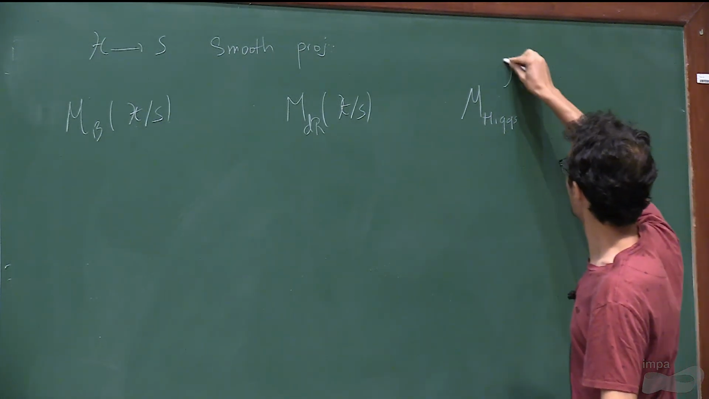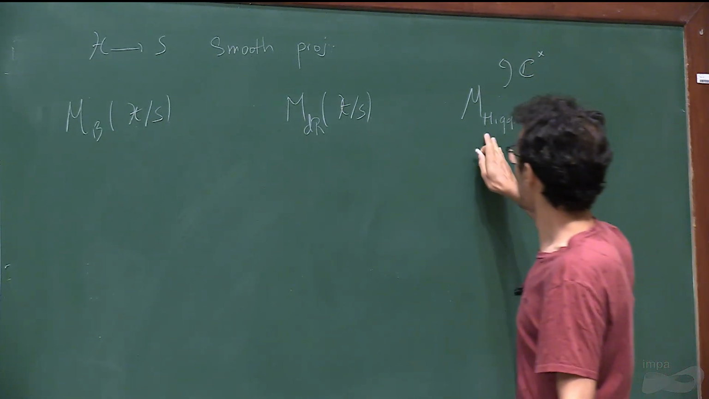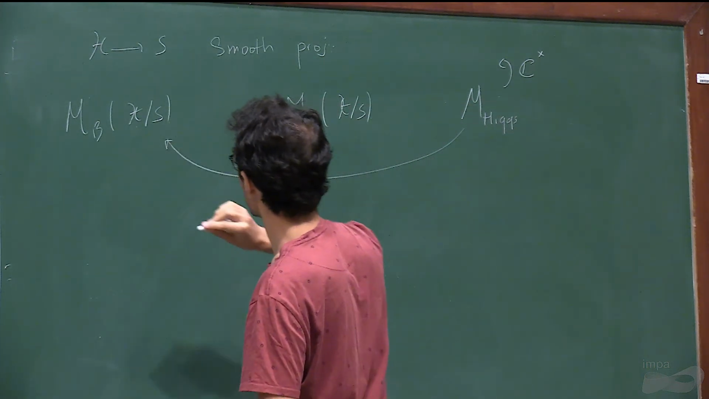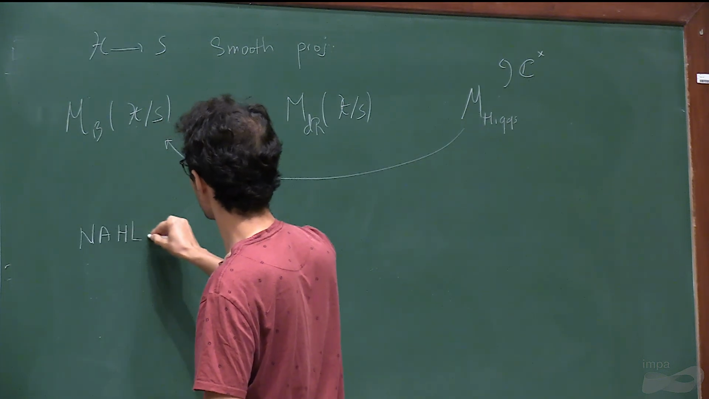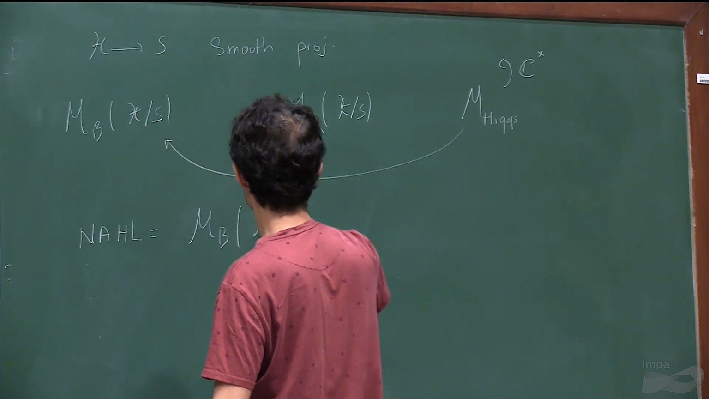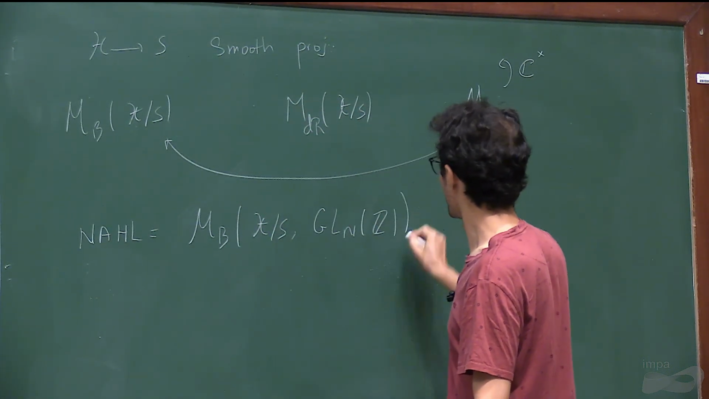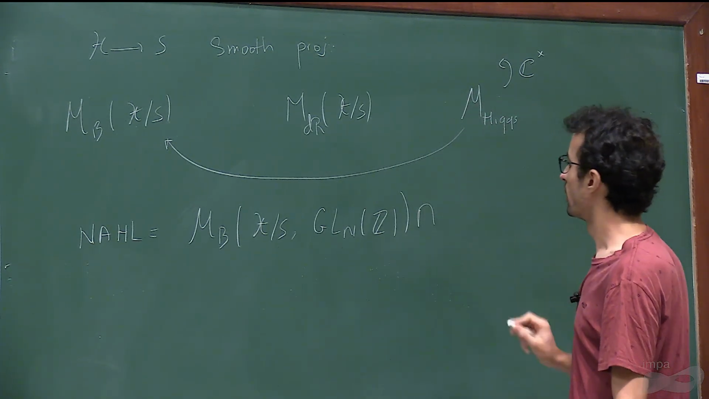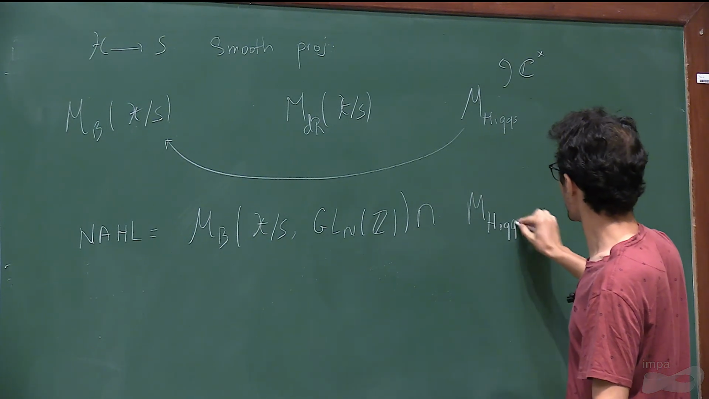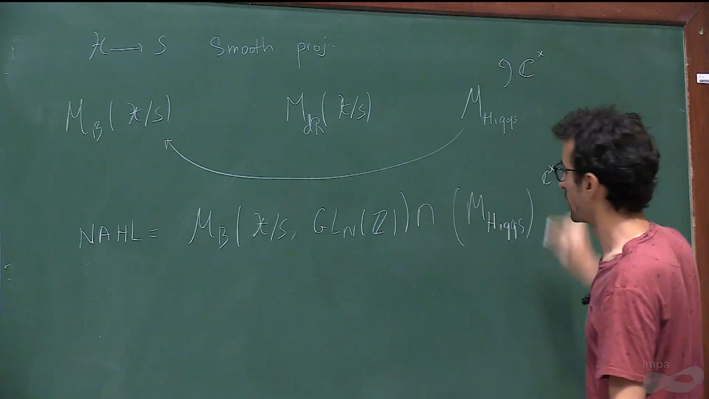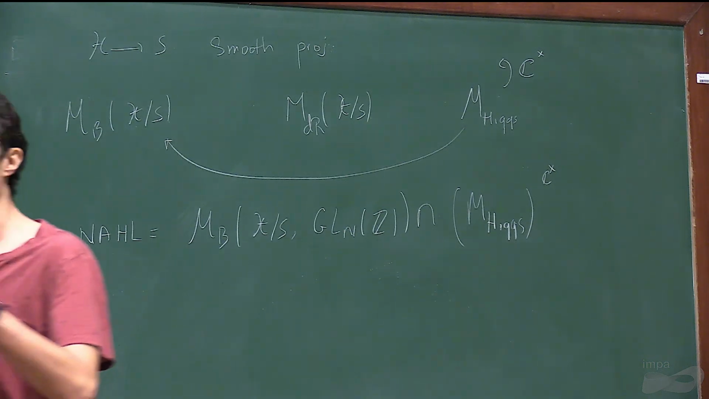And so you have similarly an action of C star on this M Higgs. There's similarly a non-abelian Hodge correspondence that you can look at inside M_B(T), and then the non-abelian Hodge locus is by definition the set of representations of the fiber that land in GL_n(Z), intersected, under this correspondence, with the C star fixed points of M Higgs. And so these are the set of Z-polarized variations of Hodge structure on the fibers of the family.